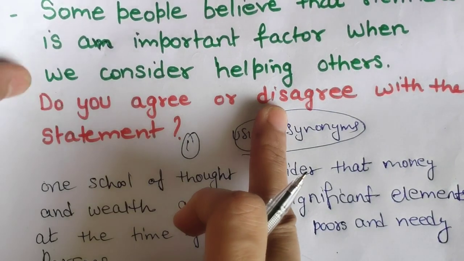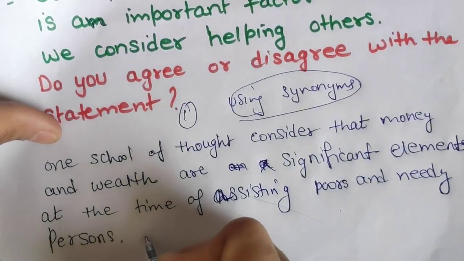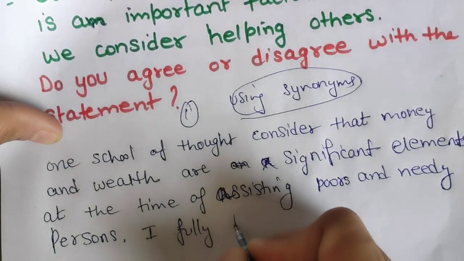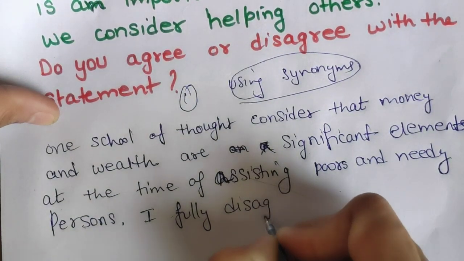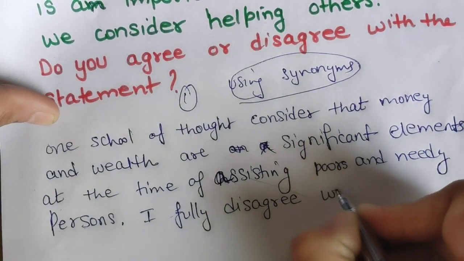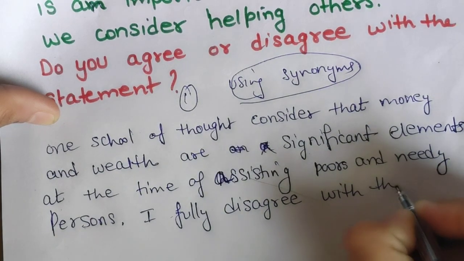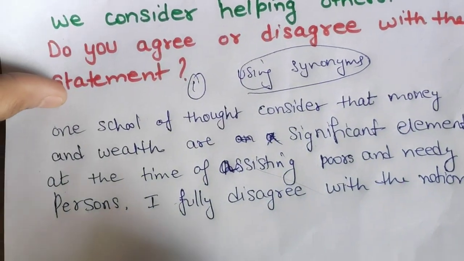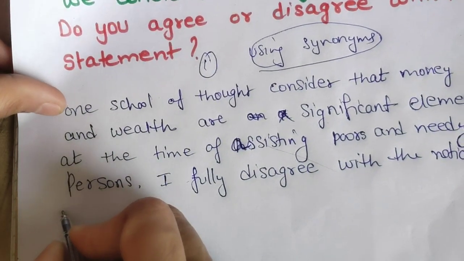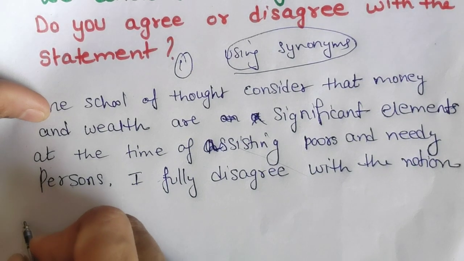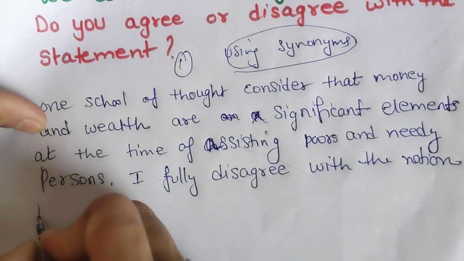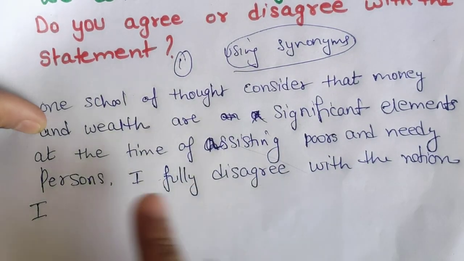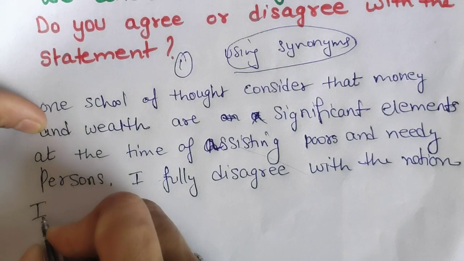Now, do you agree or disagree? Of course, I fully disagree with the notion. Instead of statement, you can use the word notion. Now if you want, you can always give the reason. Definitely you can write this sentence and tell what you are going to discuss in the passage.